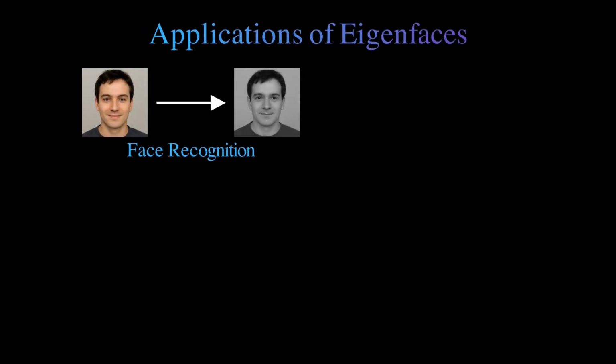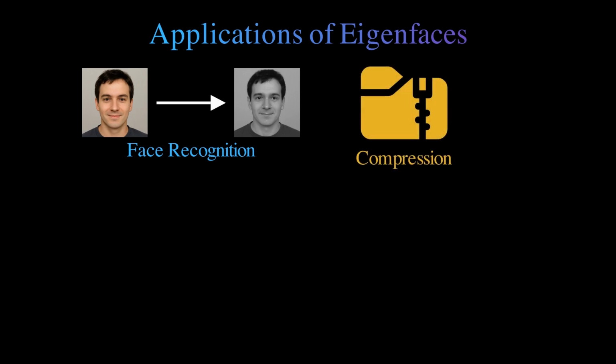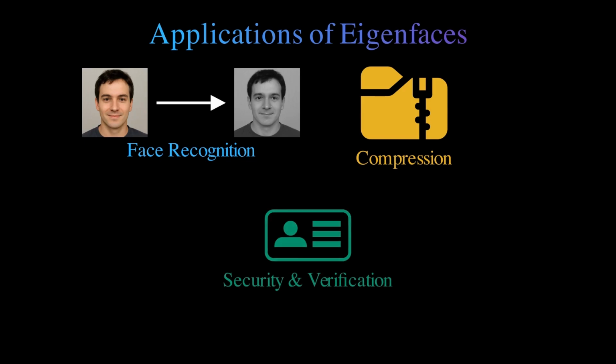Eigenfaces allow recognition by reducing a whole face image into just a small set of numbers, making matching fast and efficient. Instead of storing thousands of pixel values, we only store the weights, compressing the memory of each face. Eigenface methods were early foundations in security checks like ID verification and passports. Eigenfaces mark the first big step in teaching machines to see and recognize us.